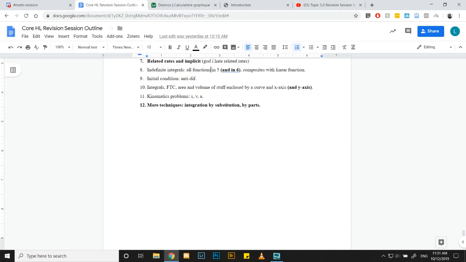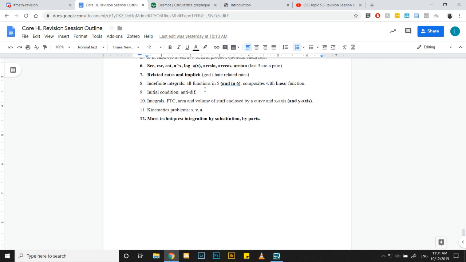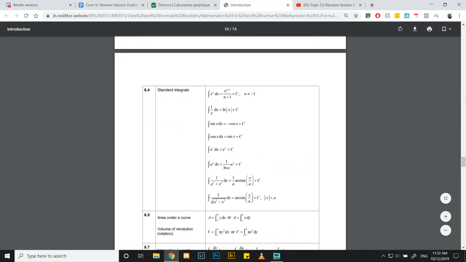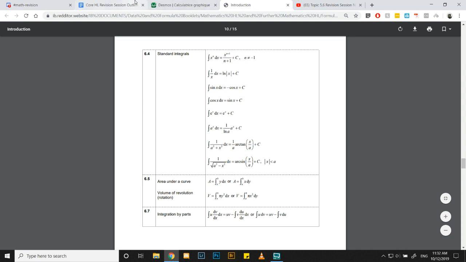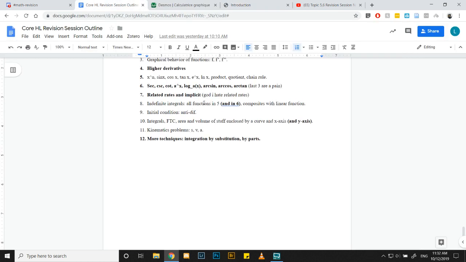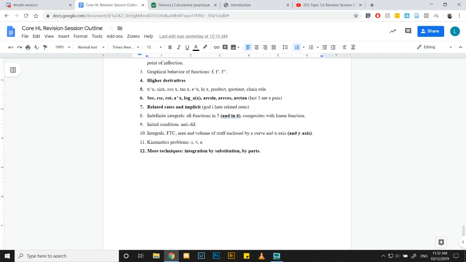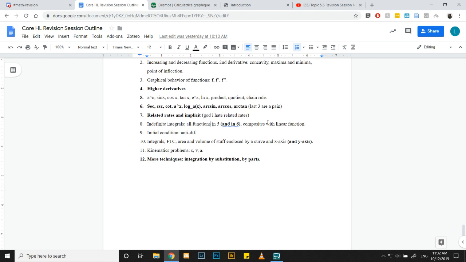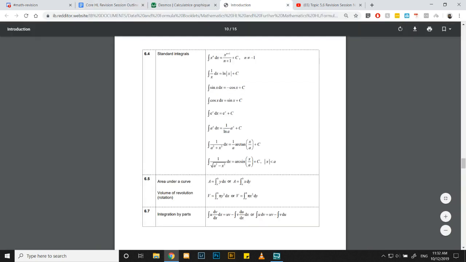So now we have a few more, indefinite integrals, all functions in 5 and in 6. I don't know what he's referring to over here. Okay, there's quite a lot of things here. We're taking group with substitution to smooth parts. Composite with linear function. Okay, so indefinite integrals.